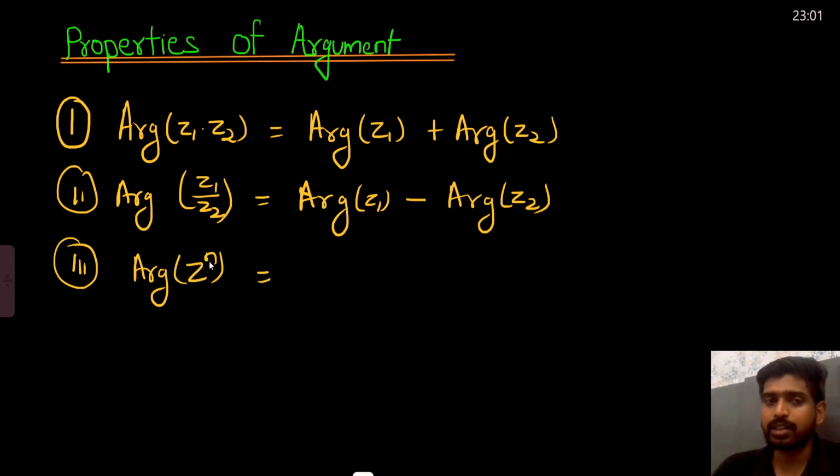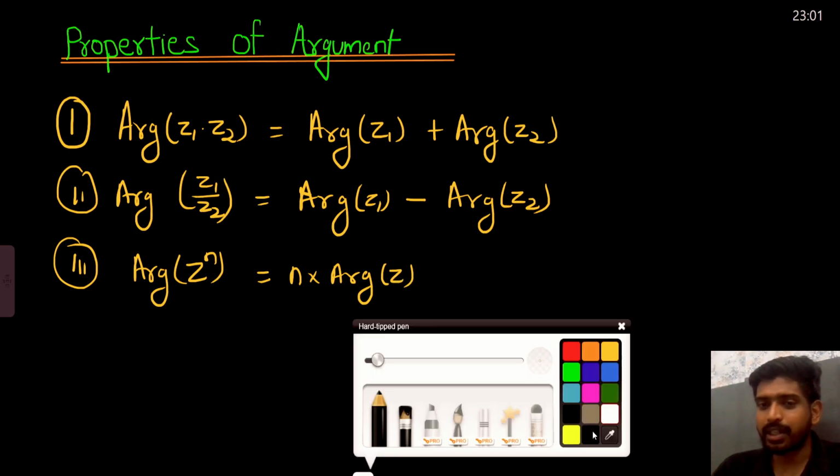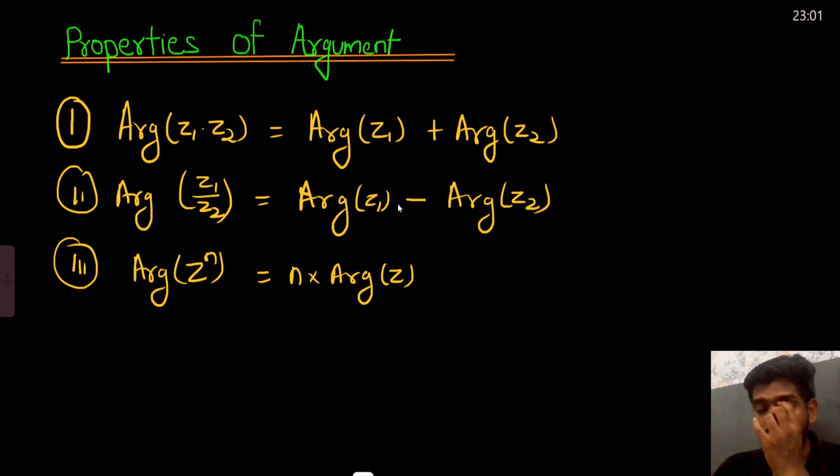Next property, the third one says that argument of z to the power n. What will happen in log? This power will become multiplication. Got it? Similarly in argument also, we'll get n multiplied by argument of z. Got it? These are the properties of argument.